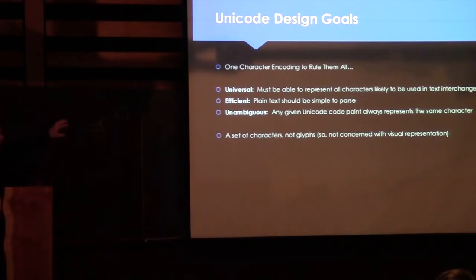Unicode started off with three design goals. It's designed to be universal, so they want to be able to represent all characters that are likely to be used in text interchange. They want it to be efficient, so it should be easy to parse plain text. We don't want any of those escape-sequence or multi-byte encodings that require you to backtrack to figure out what character you're looking at. And they want it to be unambiguous. Once a code point is assigned to a character, once they say this number represents this character, that won't change, and it always means exactly that.